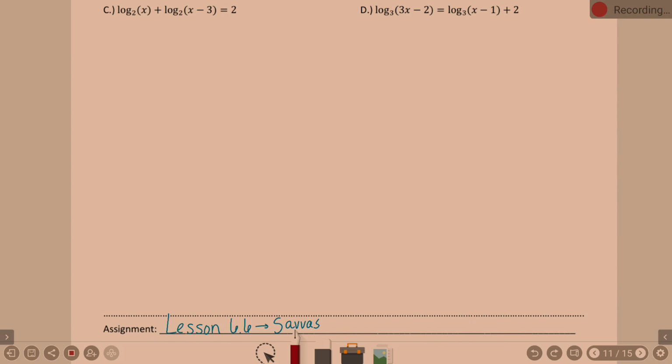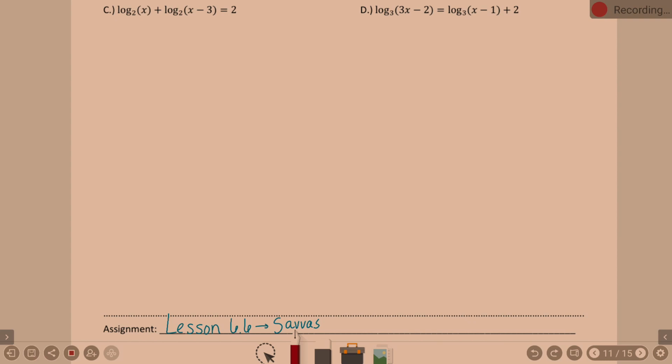Can we take those 2 logs that are being added and combine them to be 1 log? Since I'm asking can we, maybe I should say how can we take those 2 logs and put them together as 1 log? We add. What's the rule? When you add two logs, how do you put them together as one log?